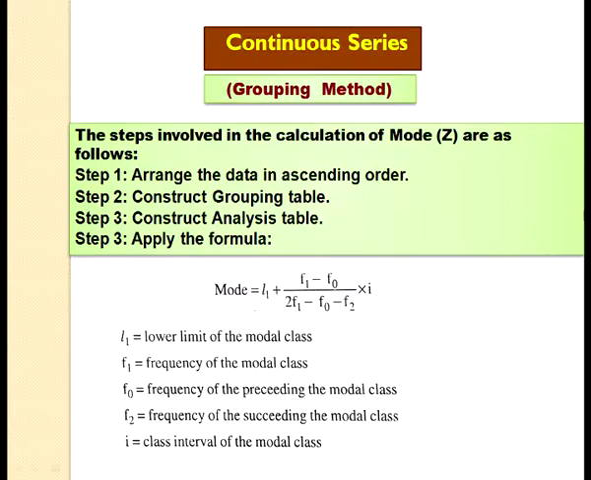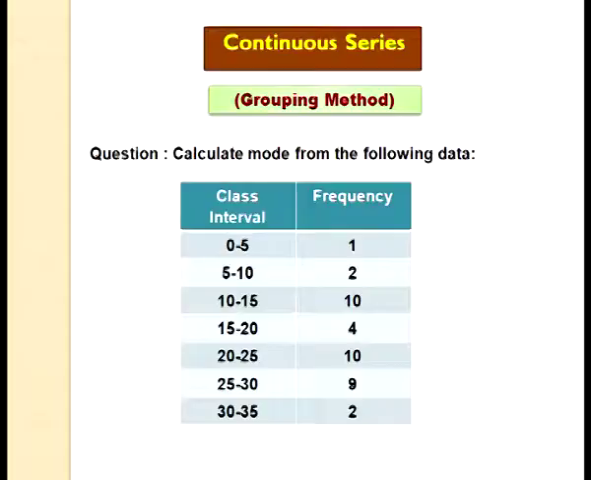Now, in this particularly we have seen: arrange the data in ascending order, construct the grouping table, construct the analysis table. This will give us the modal class. Once we have got the modal class, then we can find the mode with the help of the formula. Let us see how we have done. Over here we can see the highest frequency is 10 and it is for 2 modal classes. So, it becomes compulsory for us to calculate mode by grouping method.